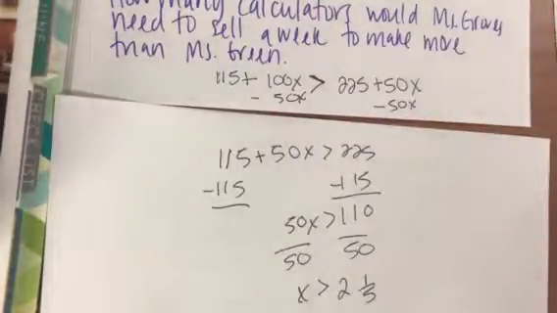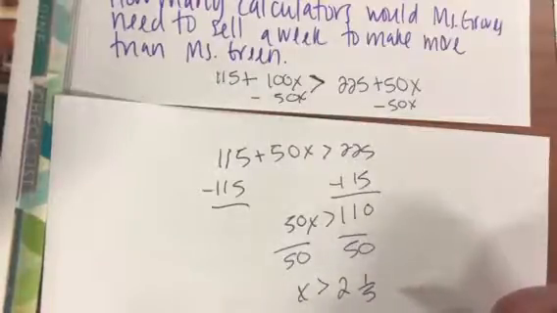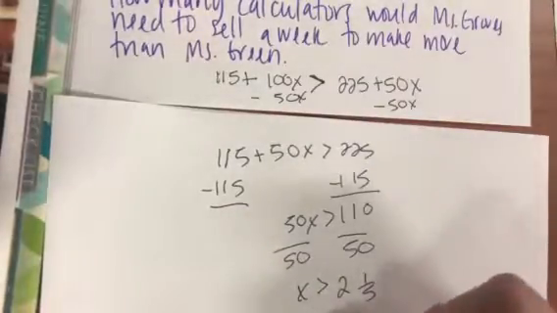Right. Okay, but that's weird. So technically, it would have to be how many weeks? Because it's not going to be 2. You don't get paid at 2 1/5 weeks. It's either 2 or is it 3? So what do you guys think? Would that be 2 or 3? Well, at 2 weeks, Miss Green is still going to have more money. Exactly. So it would be x is greater than 3.